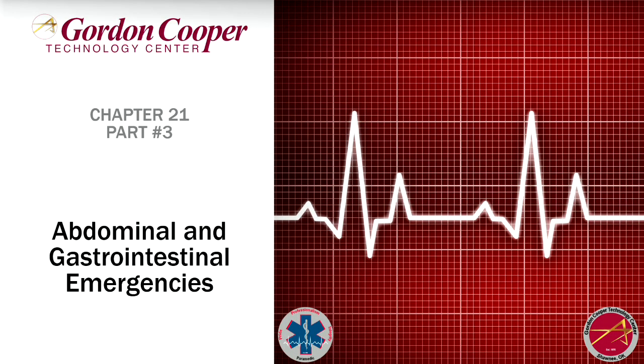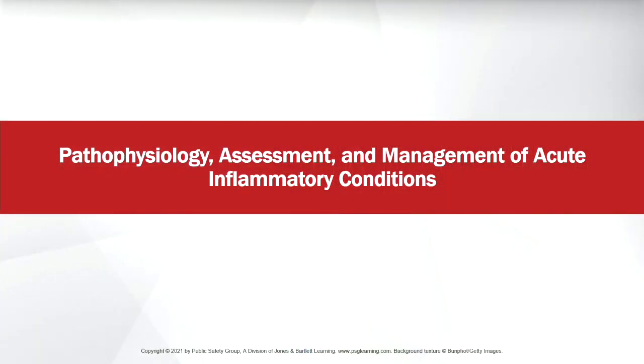All right, well, we're back for part 3 of chapter 21, where we talk a little bit more about some gastrointestinal and abdominal emergencies. We're going to start off here talking about some inflammatory conditions that originate in the GI tract. Now, there's a chapter later on where we're going to discuss a lot more in depth the inflammatory response and all the things that kind of go around that.